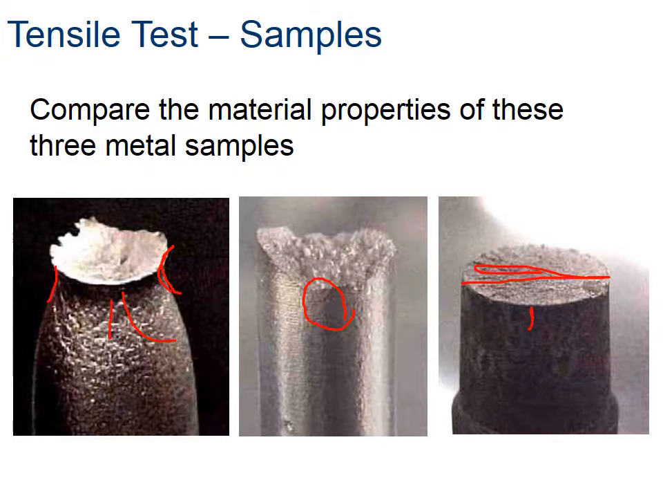As you can imagine, when you're testing a material, you might not know what the material is. Looking at the cross section and at how it breaks is one way to tell how brittle something is.